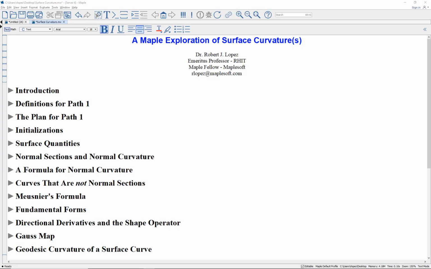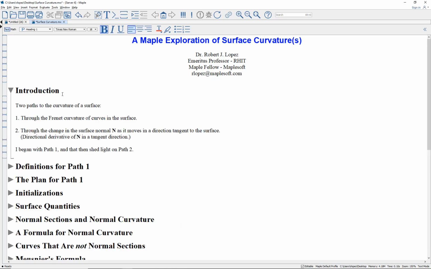Maple exploration of surface curvatures. In this webinar, I'm going to share with you my experiences in exploring, with the aid of Maple, the idea of surface curvature. Now, this is not a lesson in surface curvature per se. It's just a glimpse at how I used Maple to get insight into what I was reading in textbooks about this subject. So there are two paths to the curvature of a surface.